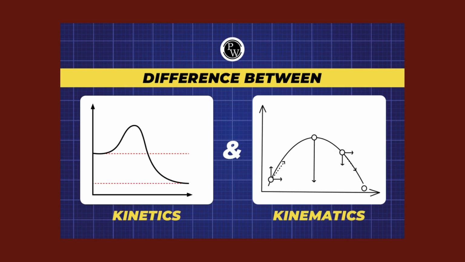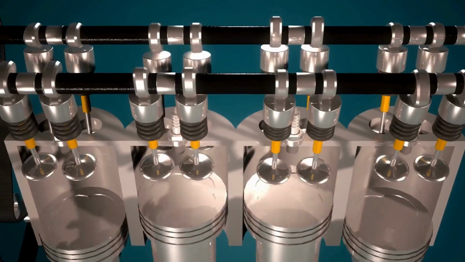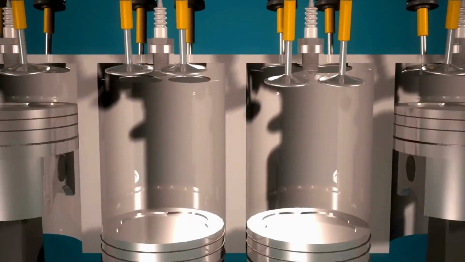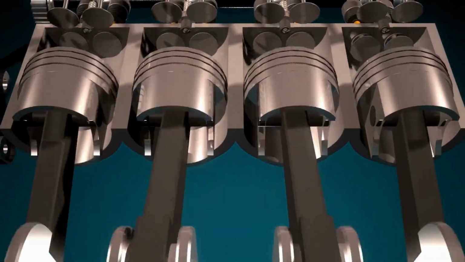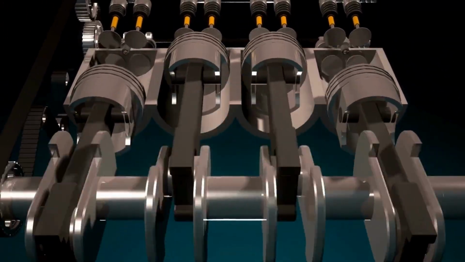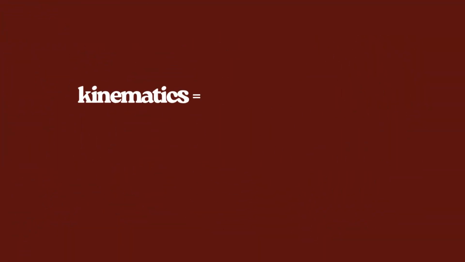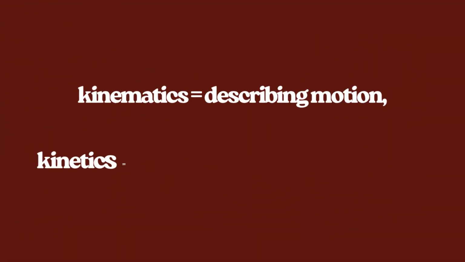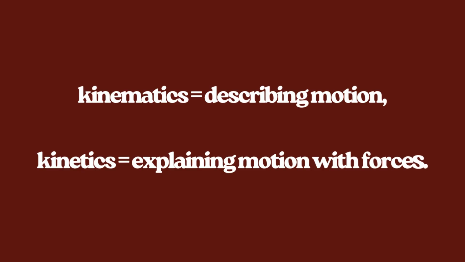Imagine that you're watching a car drive down a straight road. Kinematics tells you how fast it's going, how far it travels, and how long it takes. Kinetics tells you why it's moving that way. Maybe because the engine's producing a certain force, or because friction and drag are slowing it down. So, kinematics equals describing the motion, and kinetics equals explaining motion with forces.